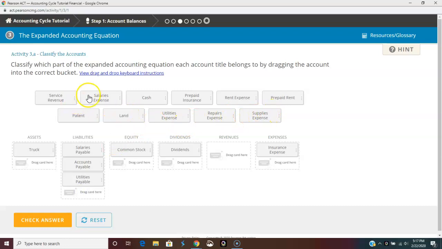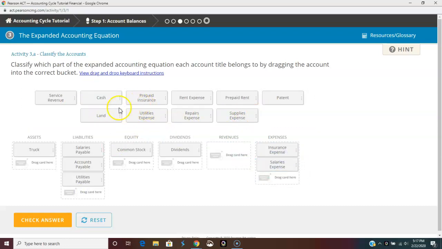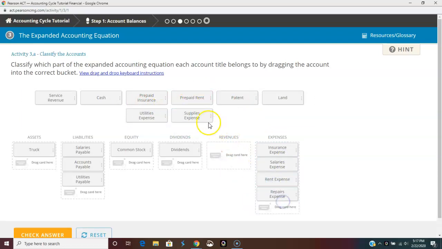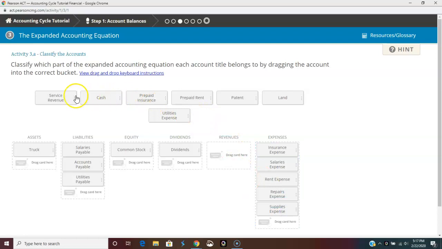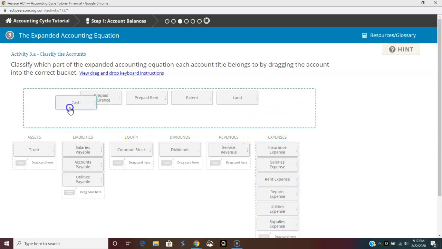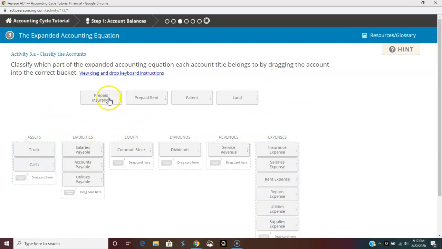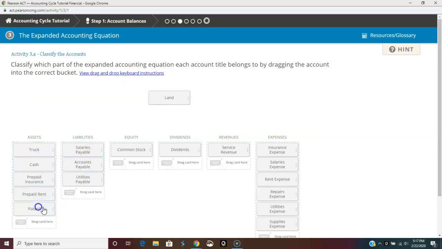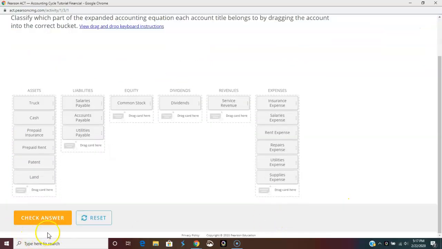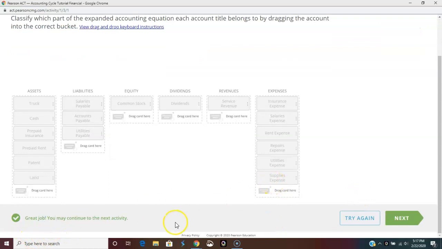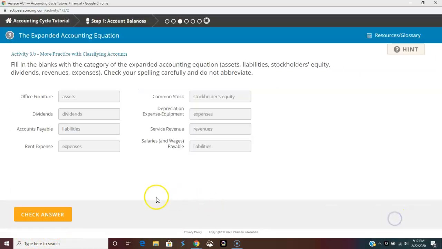We know expenses are expenses, so salary expense is going to go there. Rent expense, repairs expense, supplies expense. You only have one revenue, that's your service revenue. Utilities expense I missed. So basically the rest of it should be assets. Prepaid insurance is an asset, prepaid rent is an asset, patents are assets, we'll talk about those in another chapter, and land. Check the answer, and we're correct. Next.